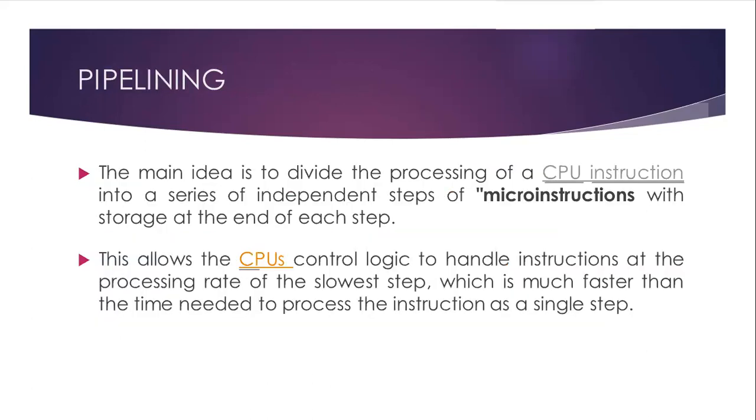Next, pipelining. The main idea is to divide the processing of a CPU instruction into a series of dependent steps of micro instructions with storage at the end of each step. It allows the CPU's control logic to handle instructions at the processing rate of the slowest step, which is much faster than the time needed to process the instruction as a single step.